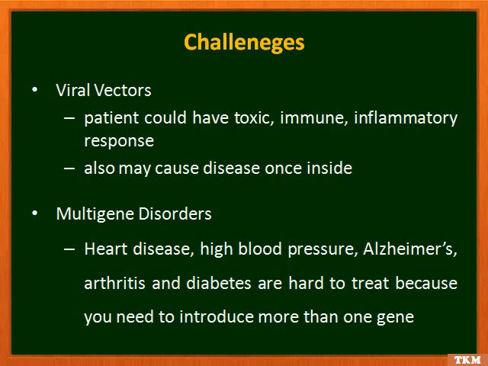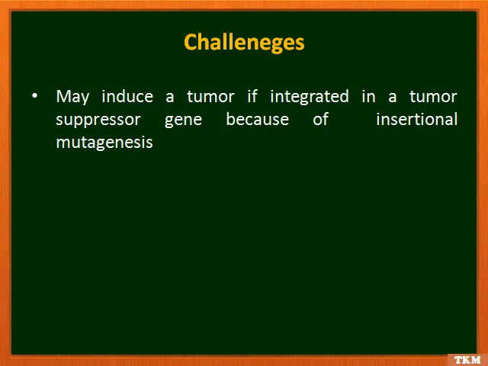In the case of multi-gene disorders, such as heart disease, high blood pressure, Alzheimer's, arthritis, and diabetes, they're hard to treat using gene therapy. Why? Because you need to introduce more than one gene. Then the last one, it may induce a tumor if integrated in a tumor suppressor gene because of insertional mutagenesis.